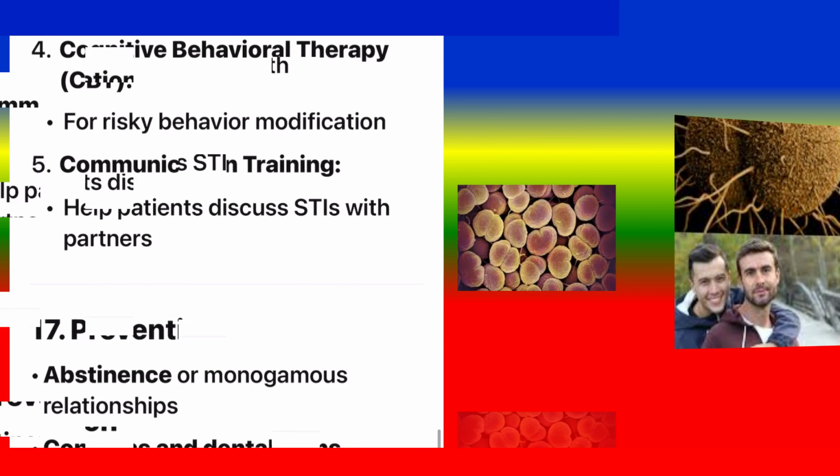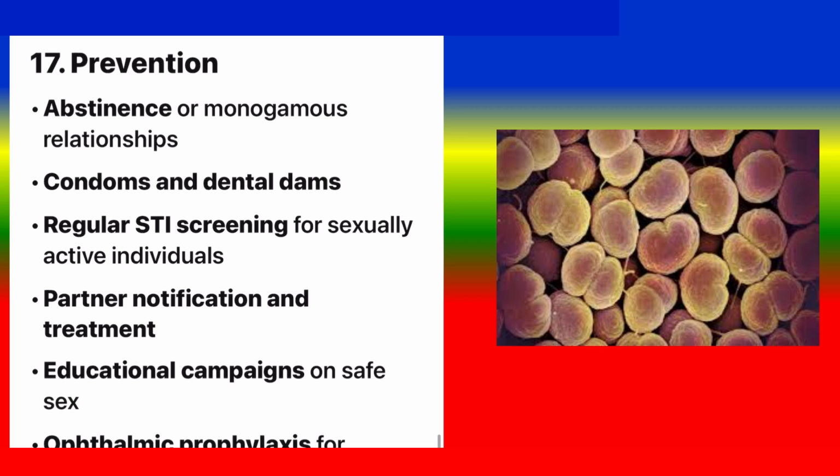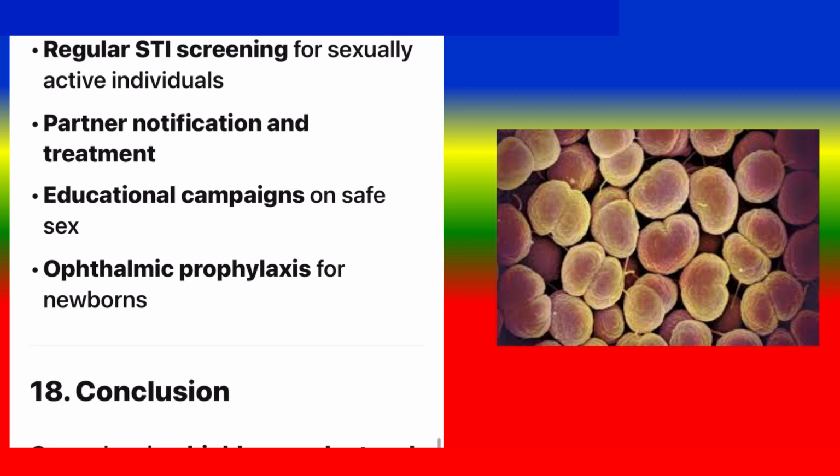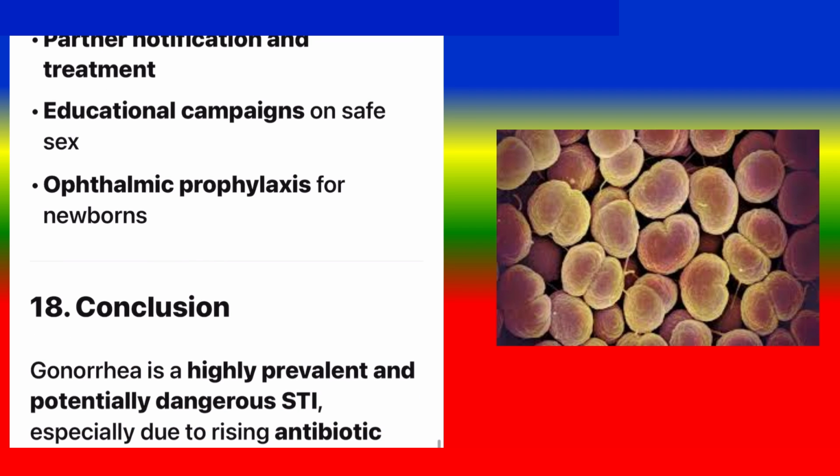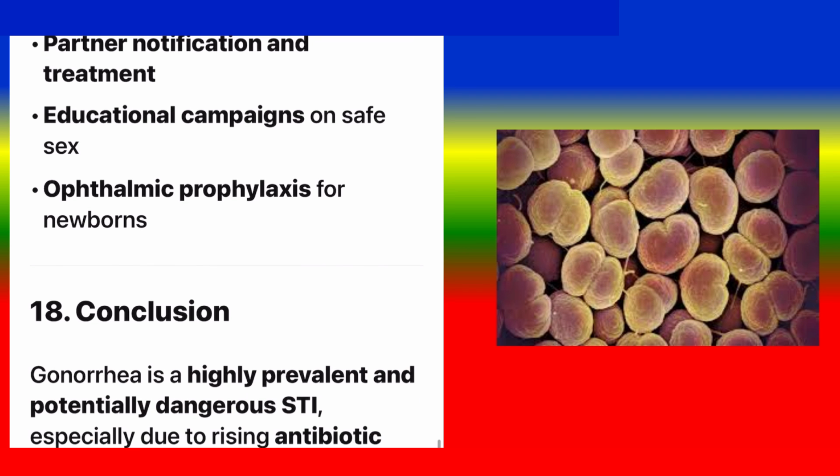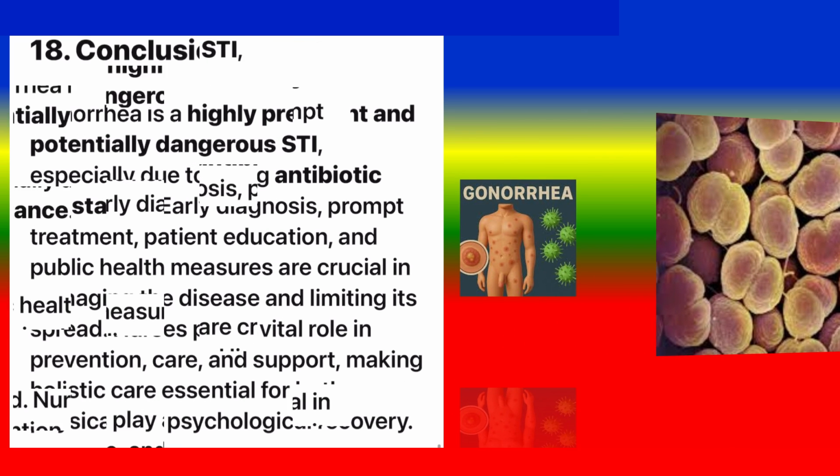17. Prevention. Abstinence or monogamous relationships, condoms and dental dams. Regular STI screening for sexually active individuals. Partner notification and treatment. Educational campaigns on safe sex. Ophthalmic prophylaxis for newborns.